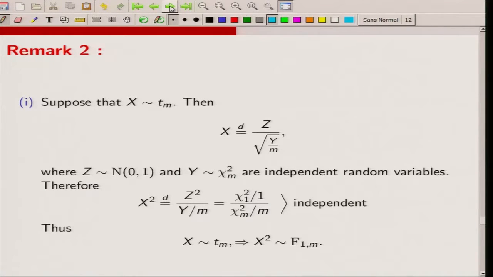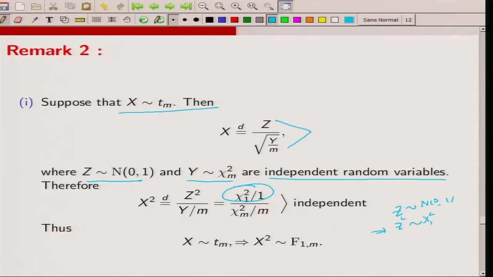Let us do the following remark. Suppose x is Tm, that means it has a T distribution with m degrees of freedom. Then I know that x can be written as z upon square root of y by m, where z is normal(0, 1), y is chi square on m degrees of freedom, and they are independent. Let us look at x square. So x square is z square divided by y by m, but if z is normal(0, 1), we know that z square is chi square on 1. So this can be written as chi square on 1 divided by 1, over y by m.